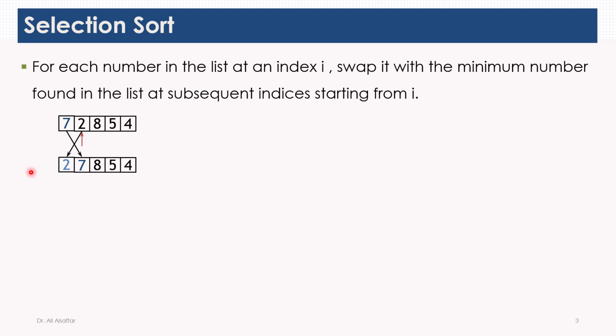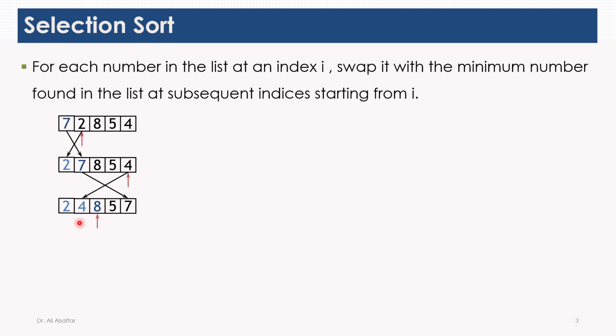Now we go for the next element, which is 7. And also we look at all elements on the right-hand side of 7, and we try to find the one that is minimum. So we have 7, we have 8, we have 5, and we have 4, and 4 is the minimum, so we swap it with 7. And after we swap 7 and 4, this is the result of the swapping. So now 2 is the first minimum, 4 is the second minimum, and they are in the right place.